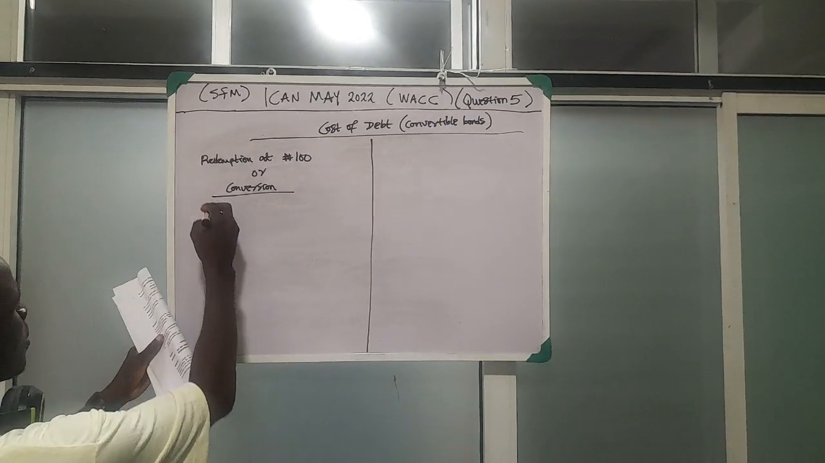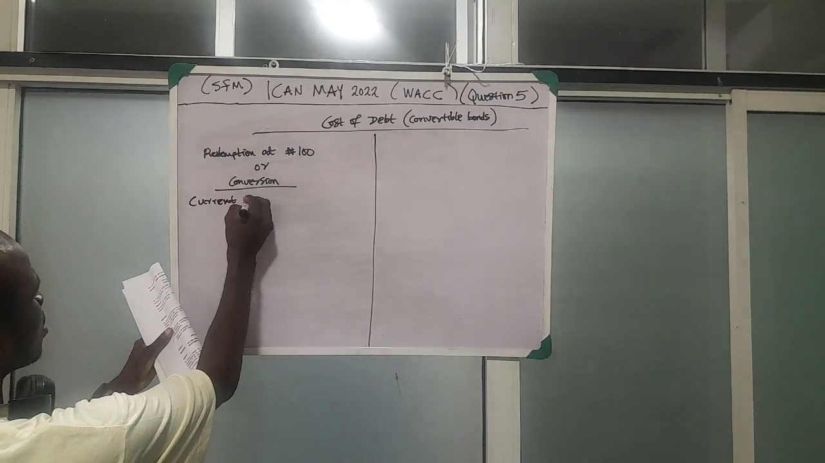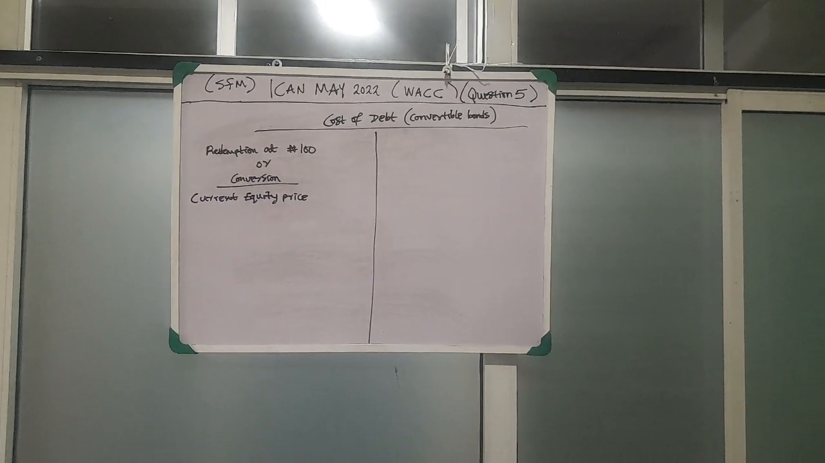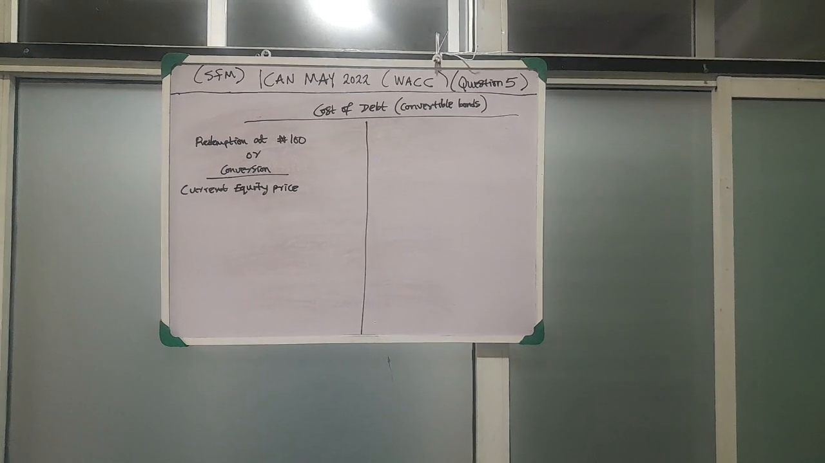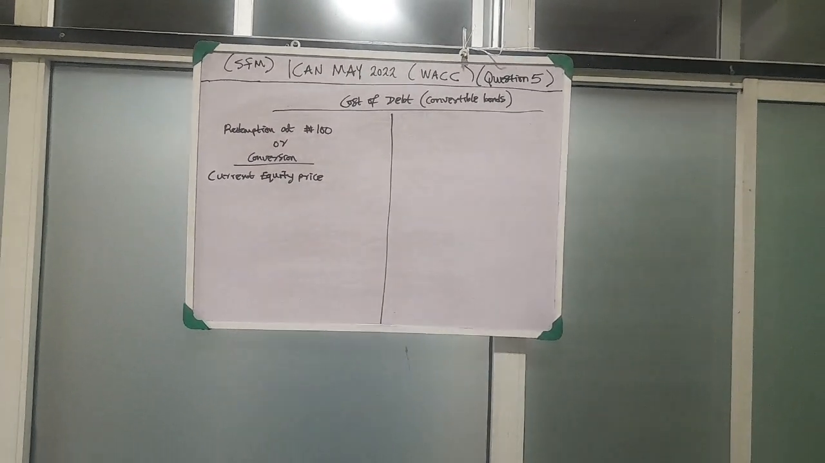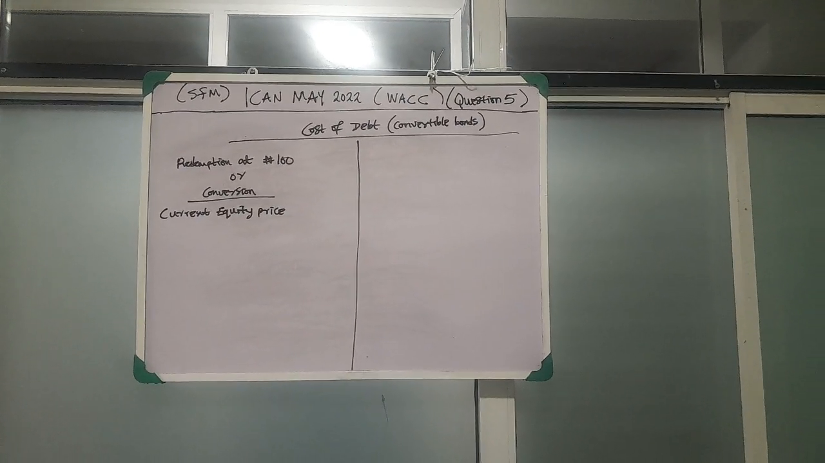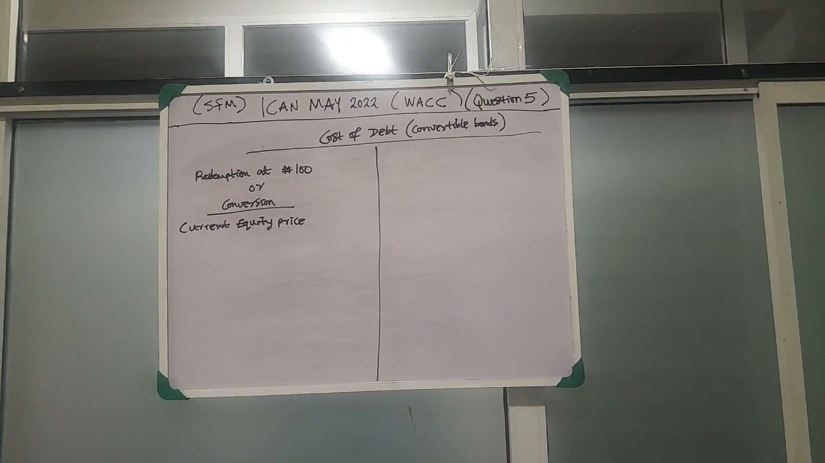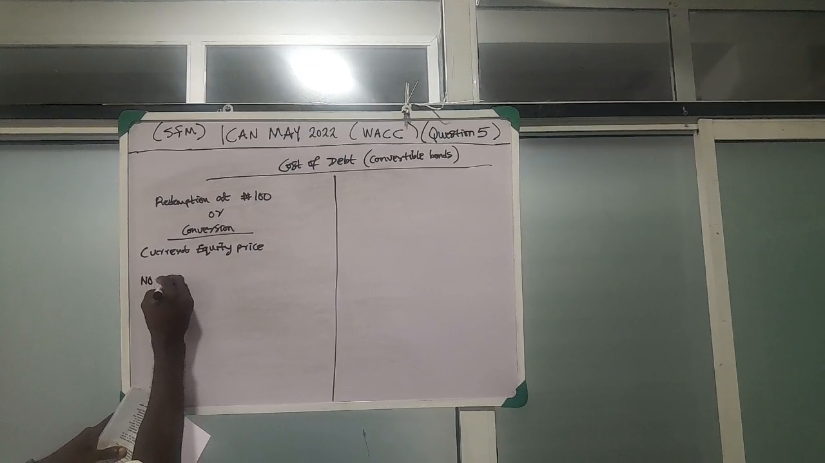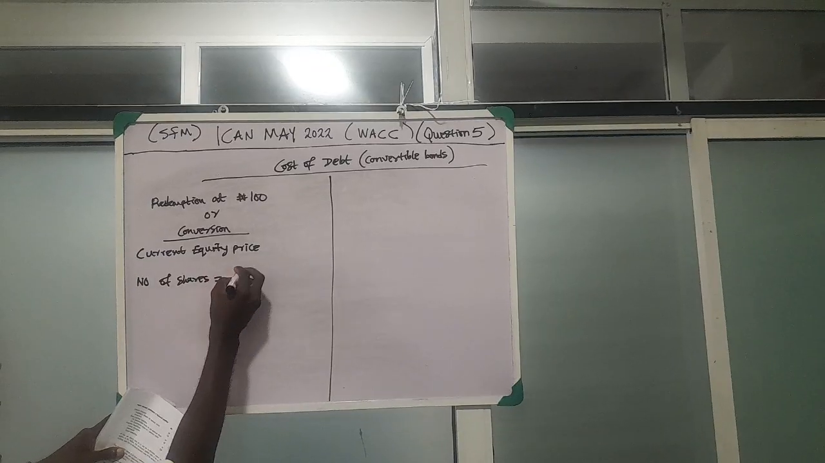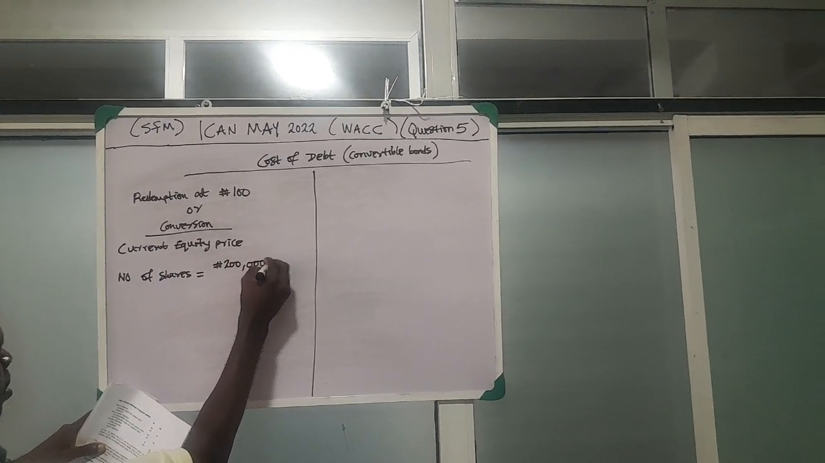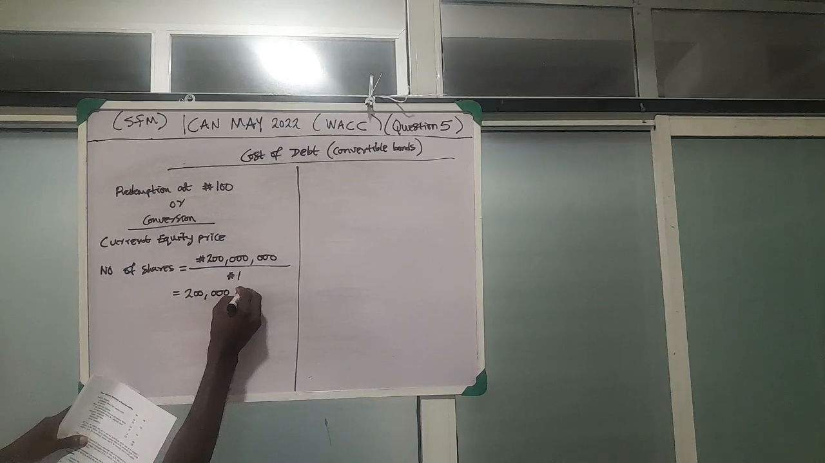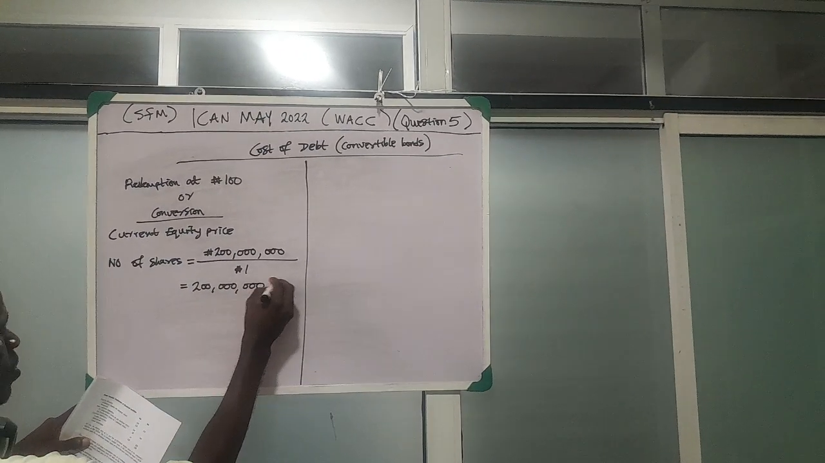The current equity price, based on the information we have: ordinary shares of 1 naira nominal value, and in the most recent financial statement we have 200 million as the value there. To get the number of shares, we have 200 million divided by the 1 naira nominal value. That will give us 200 million shares.